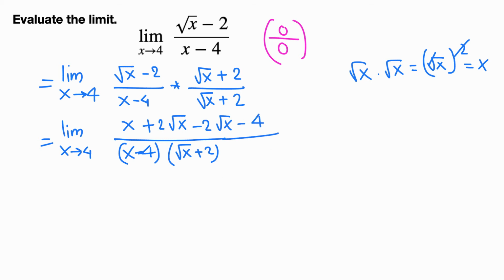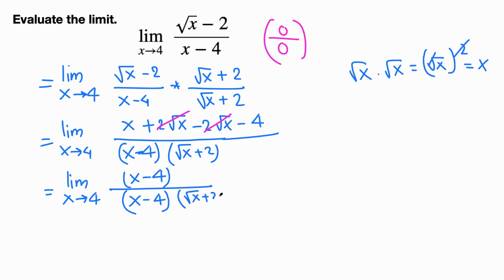As you can see on the top, we can simplify: the middle two terms cancel, and that leaves just x minus 4. So the limit as x goes to 4, on the top x minus 4, I'm going to put parentheses around. On the bottom I got x minus 4 and root x plus 2. Now we can cancel x minus 4 from top and bottom. That was the 0-making factor. Nothing left on the top means 1.